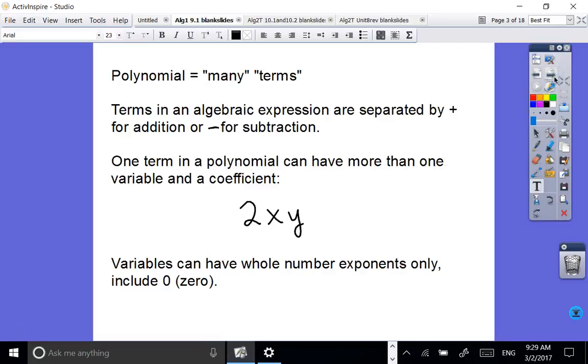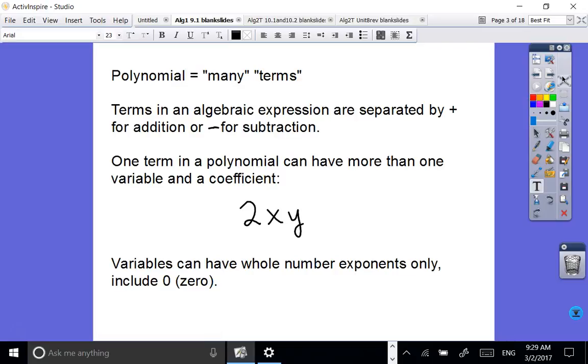Right? So polynomial, the word means, poly means many. Nomial means terms. So many terms. That's literally what polynomial means. By terms, we mean things like this. 2 times x times y, that's one term. It's got many factors. It's got 2 and x and y, because what are factors? Factors are things that multiply together. So this is just all one term.